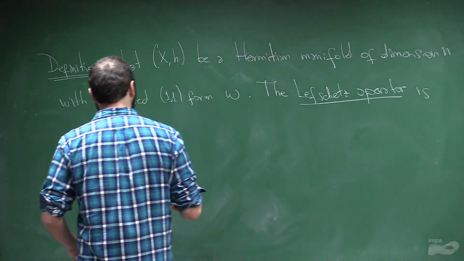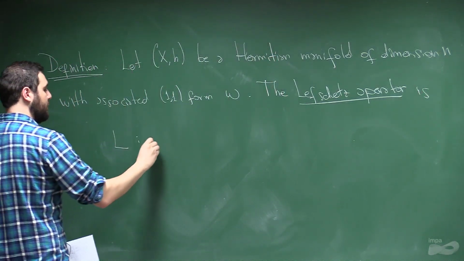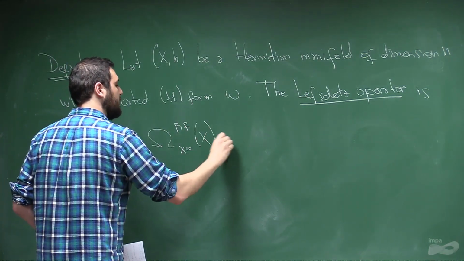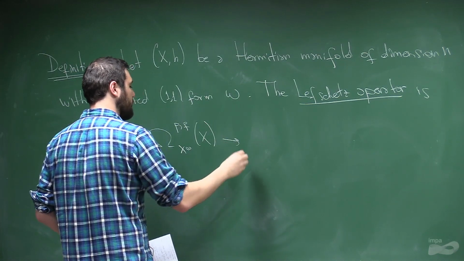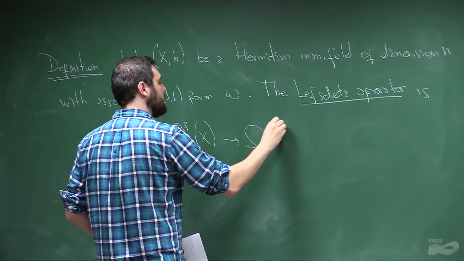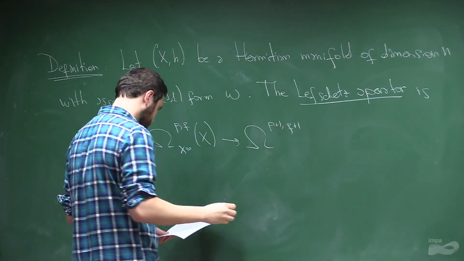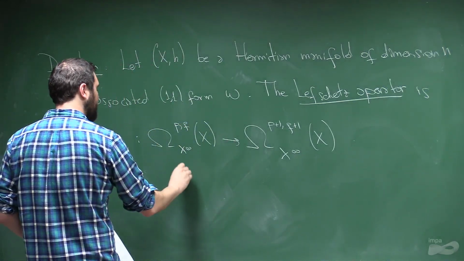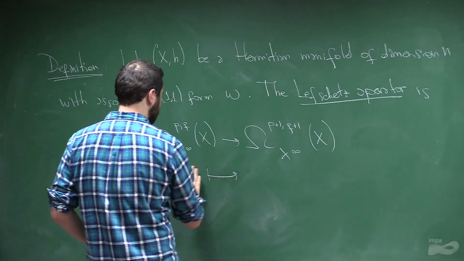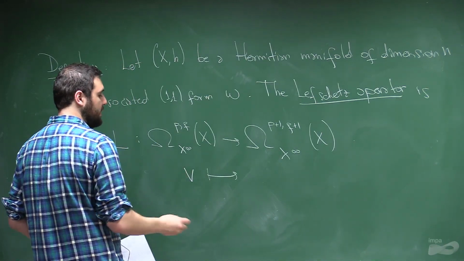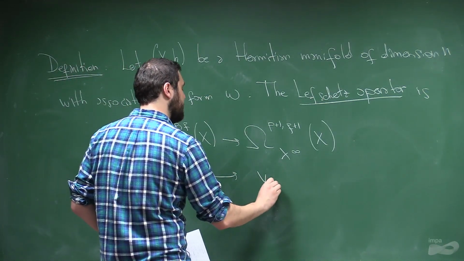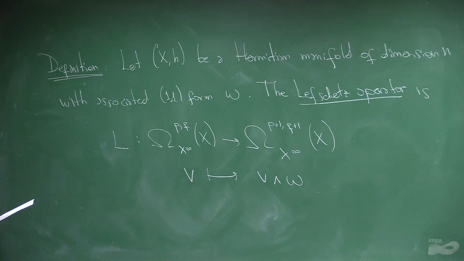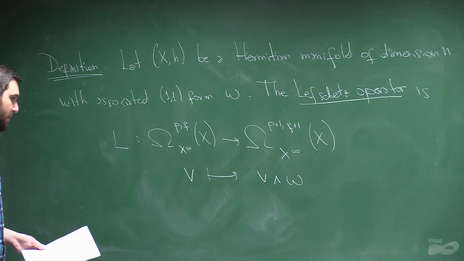is by definition the following operator. It's L from omega pq x infinity of x to omega p plus 1 q plus 1 x infinity of x, given by taking a form b and taking it to b wedge omega. Okay, this is the Lefschetz operator.